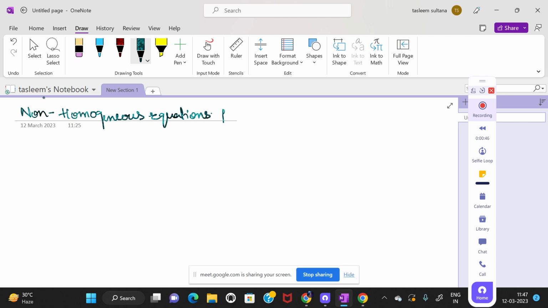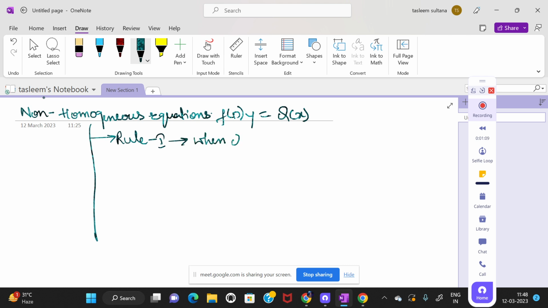It's going to be in the form of f of D into y equals Q of x. Under this, there are 5 rules. Your first rule, rule 1, is when Q of x is in the form of e to the power of ax.